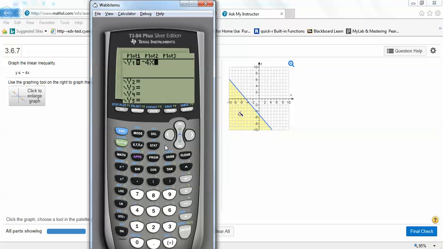oops, not y equals. Trying to push the left arrow. Let me just do left arrow on my keyboard. There we go. I get to this far left. This is where I want to be.